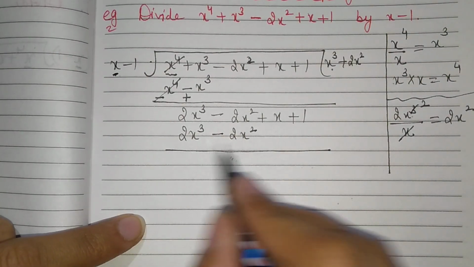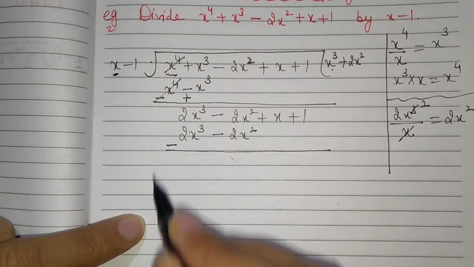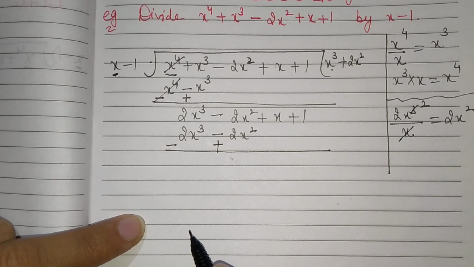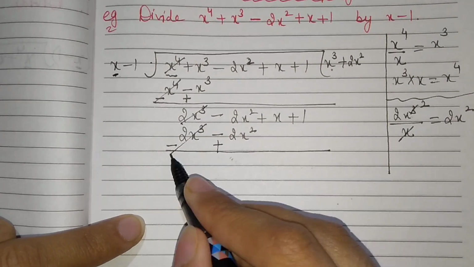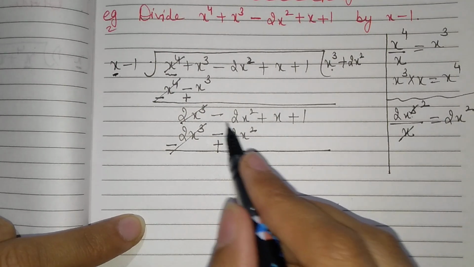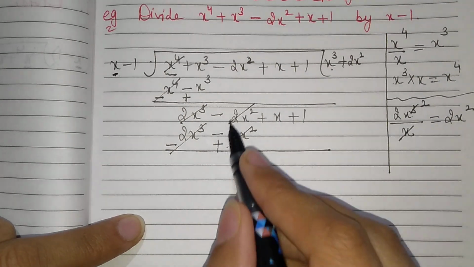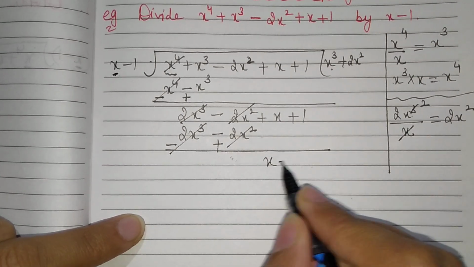Now change the signs. For subtraction, change the signs. This is positive, now it will become negative. This is negative, now it will become positive. Now we can see plus 2x cube and negative 2x cube cancel. Here also minus 2x square plus 2x square cancel, because these have opposite signs. What is left? These terms. So these terms as it is.